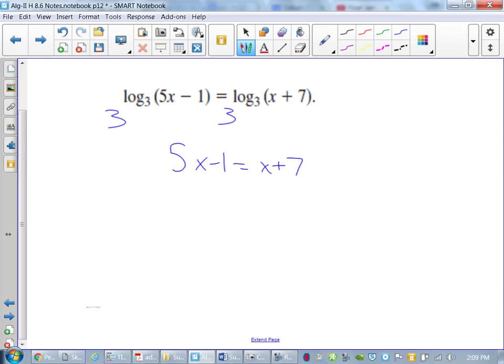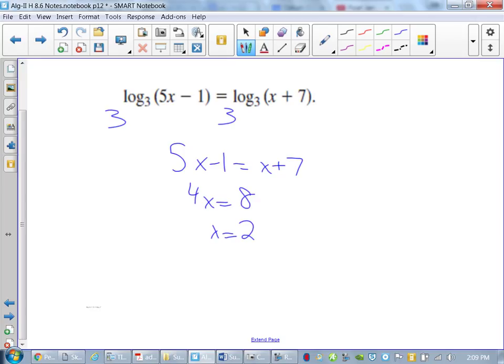Could you even solve it if the bases weren't the same? Well, we're not going to worry about it for now. So now you have variables on both sides. It's real quick. You get 4x equals 8. x is 2.